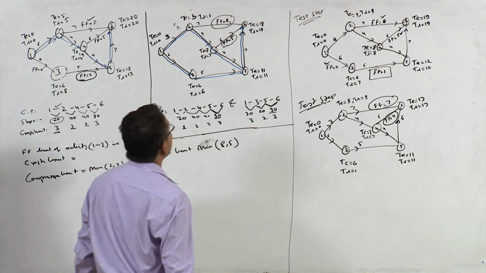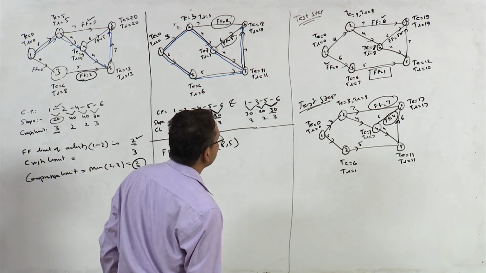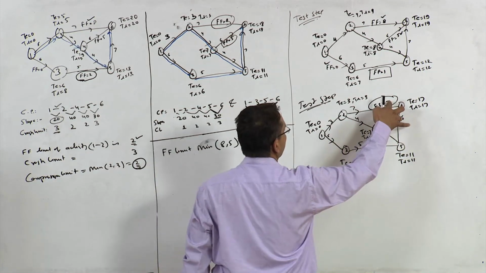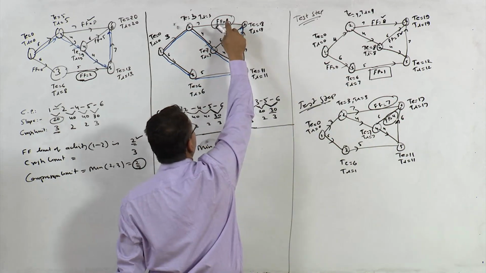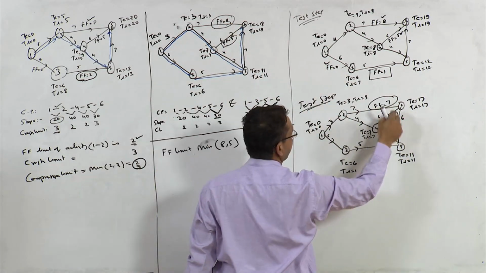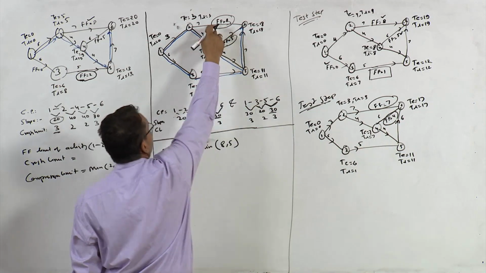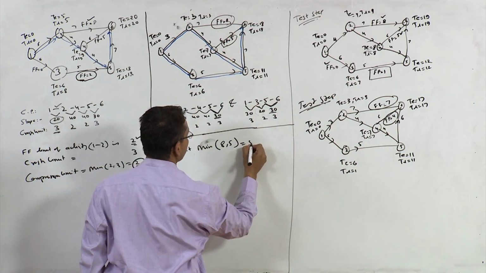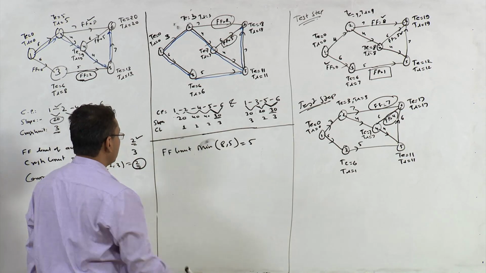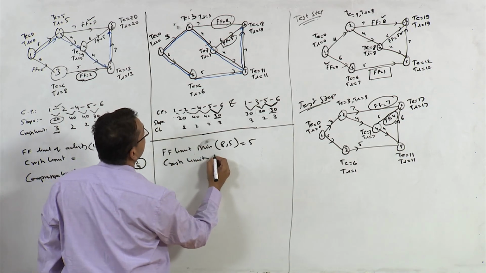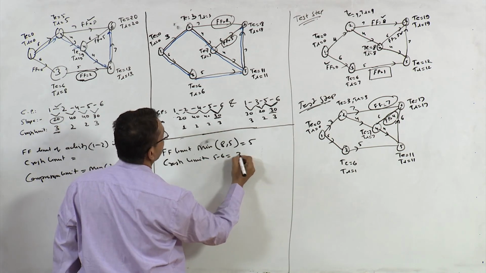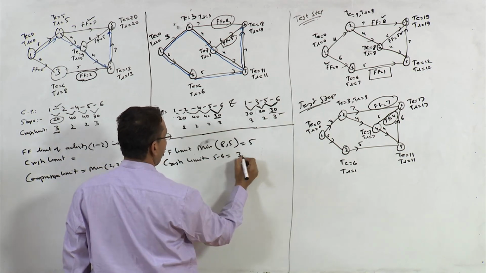Since here these two free floats have come down, 8, 5, now 7 and 4, we'll take the earlier free float limits. So the minimum of these two is 5. The crash limit of 5, 6 is what? 3, right? This 3.